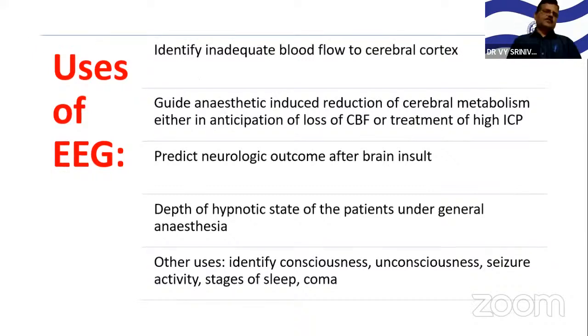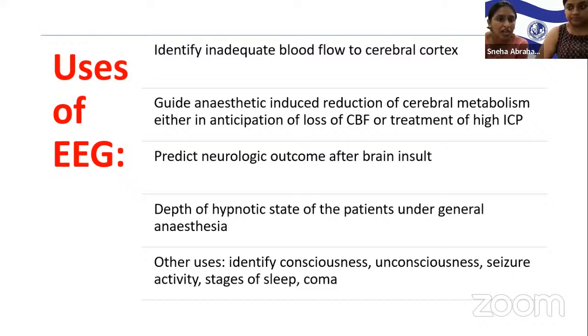What are the uses of electroencephalogram? As we know, the cerebral blood flow in an adult resting brain is 45 to 55 milliliters per 100 gram of brain tissue per minute. We see abnormalities in the EEG when the cerebral blood flow reduces to 20 ml per 100 gram of brain tissue per minute, and an isoelectric electroencephalogram is seen when the cerebral blood flow is reduced to 15 ml per 100 grams of brain tissue per minute.